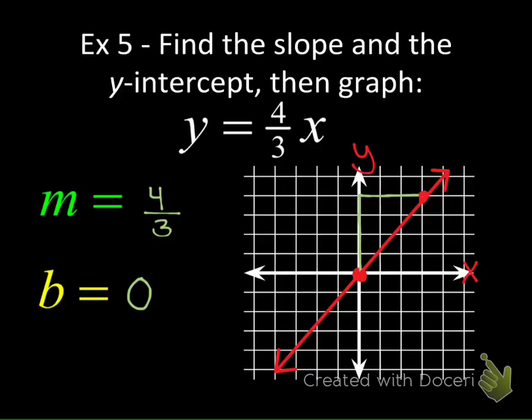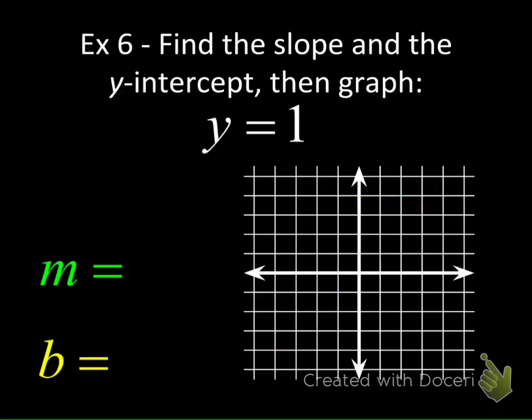Let's look at example number 6. So remember, our slope-intercept form is y equals mx plus b. The slope is a number being multiplied by x. But what if you don't have an x up there? What's your slope going to be? If there's no x, the slope's going to be 0. But when we put our slope as 0, that's going to be our rise. What's our run going to be? 1.